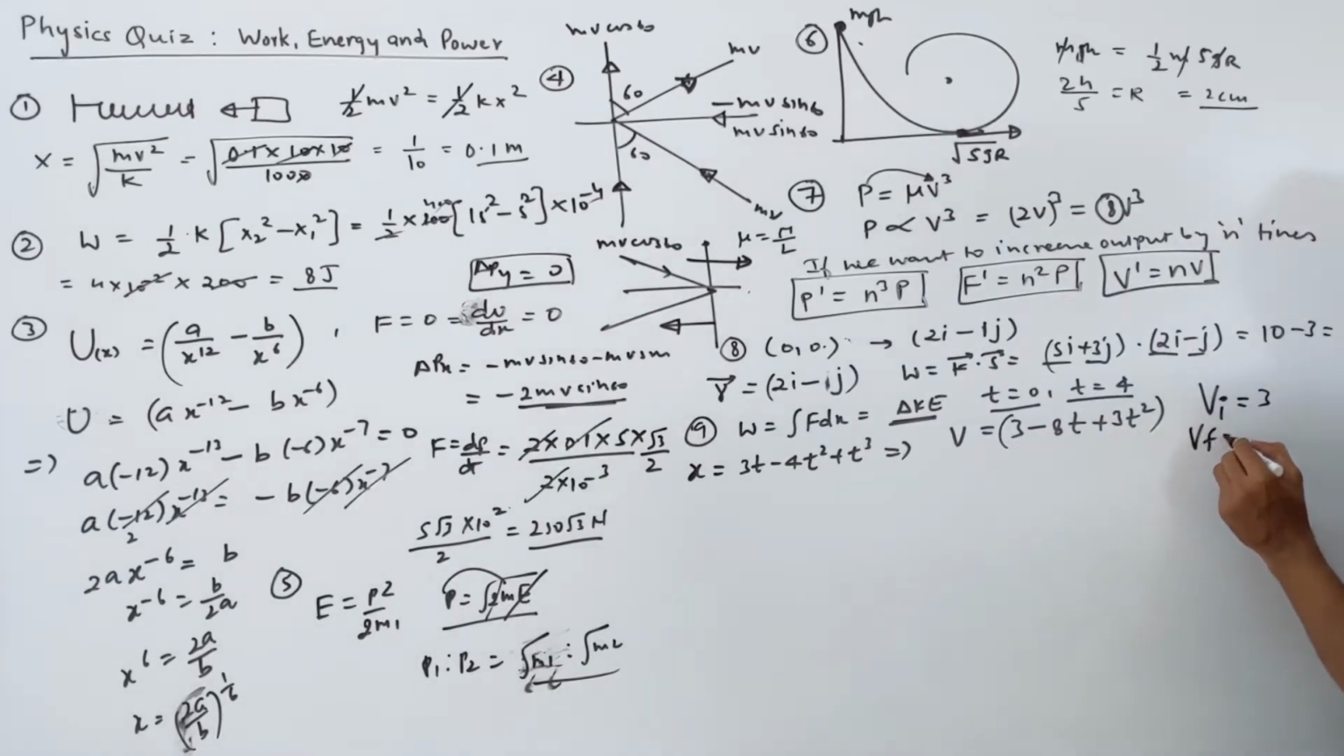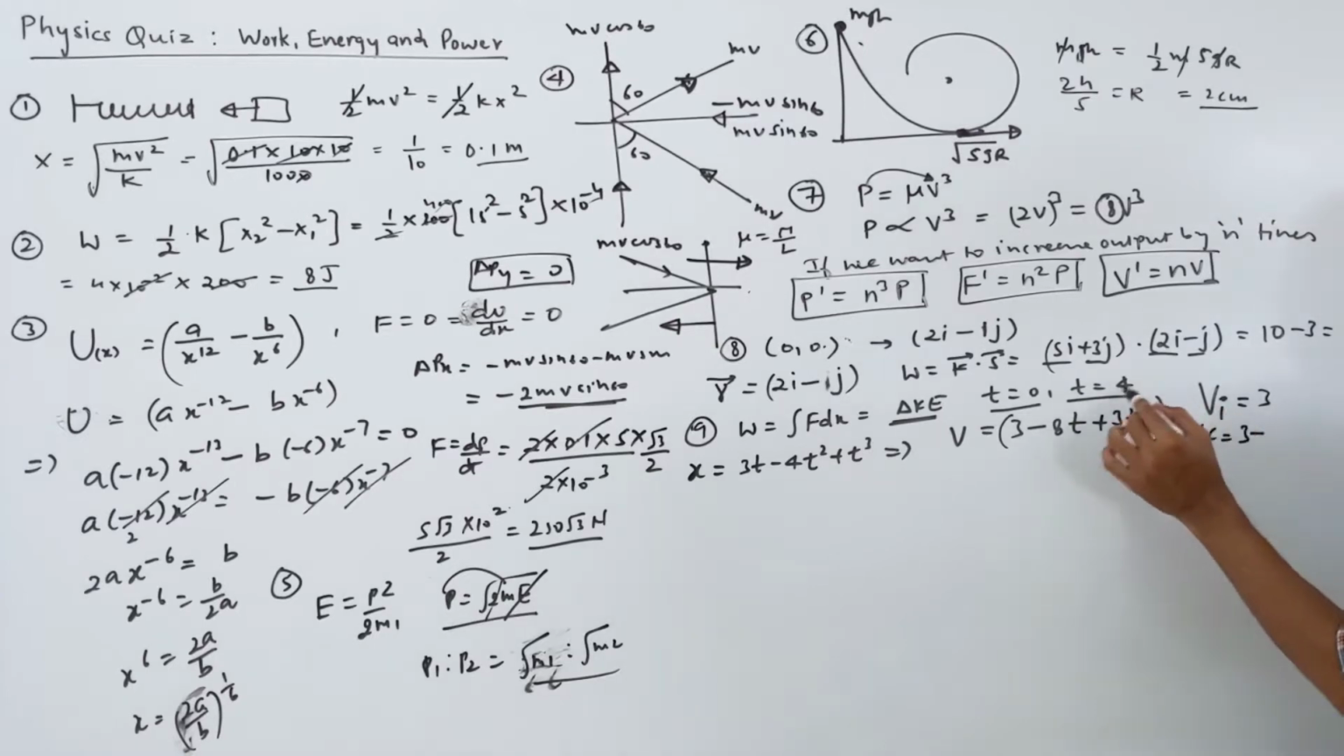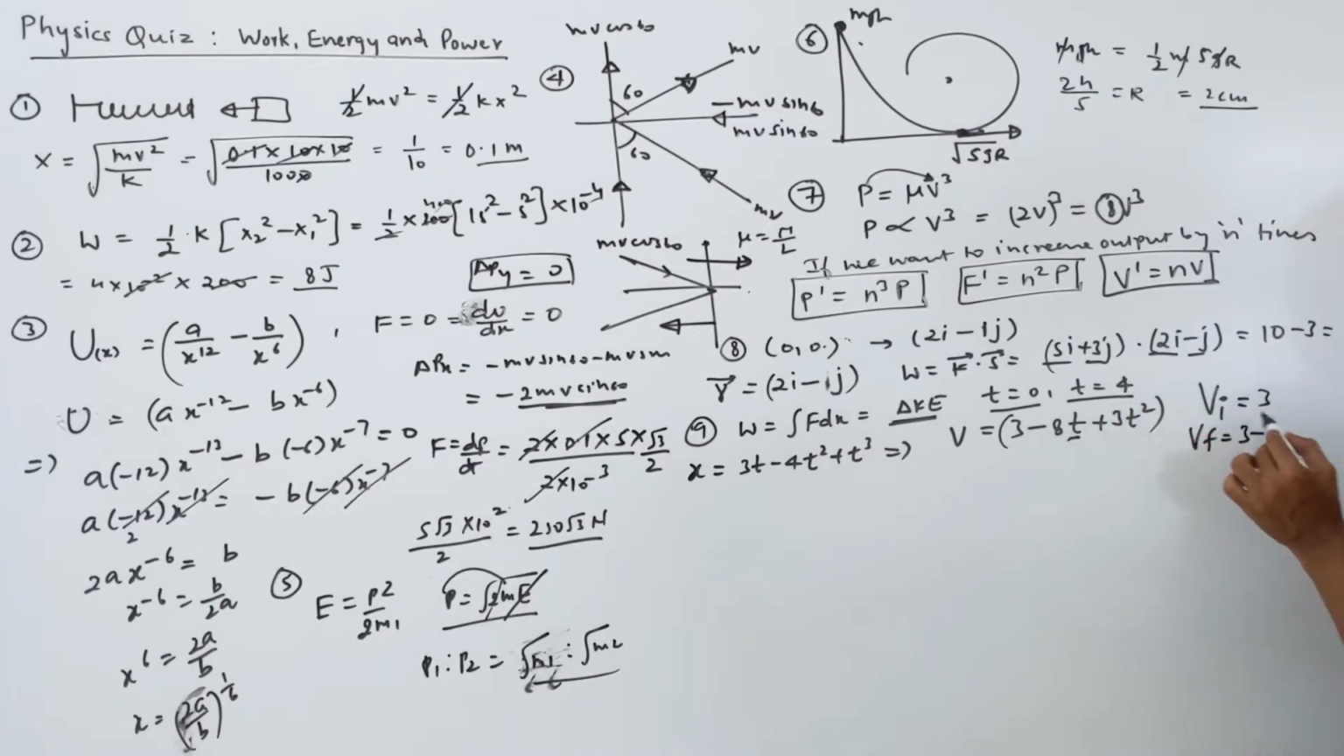What is the final velocity? You put 4 everywhere, so it becomes 3 minus 8 times 4, which is 32, plus 3 times 16, which is 48. So minus 32 plus 48 becomes 16, and this plus 3 becomes 19. So that is the initial velocity, and that is the final velocity.